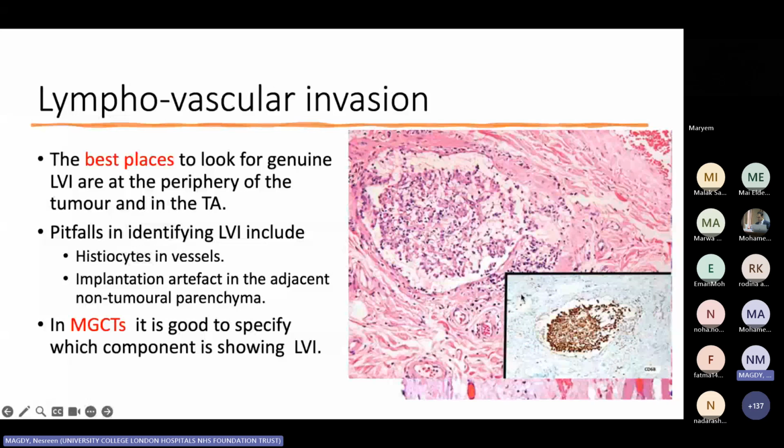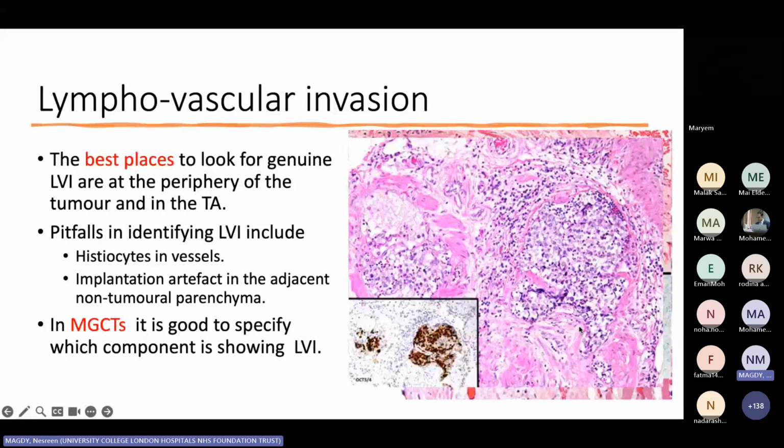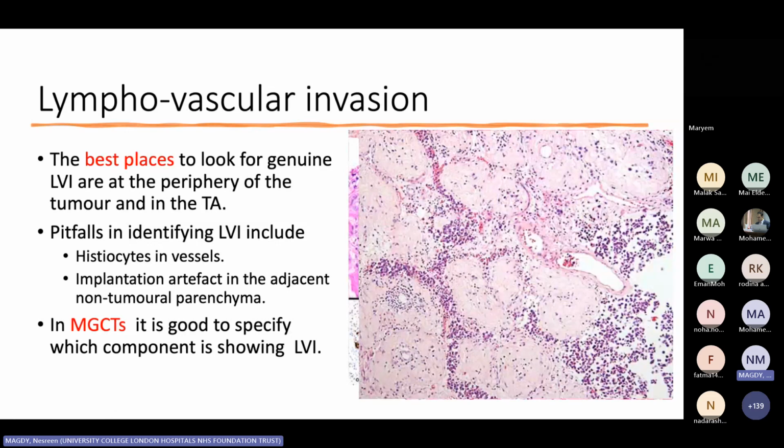So in this case, these cells are positive for CD68, confirming that they are histiocytes, not tumor cells. And on this one, the atypical cells within the vessel are positive for OCT3, confirming that they are tumor cells. And also the smearing effect and the implantational artifact from the tumor to the adjacent non-tumoral parenchyma, as we mentioned. This is very, very common in seminoma.